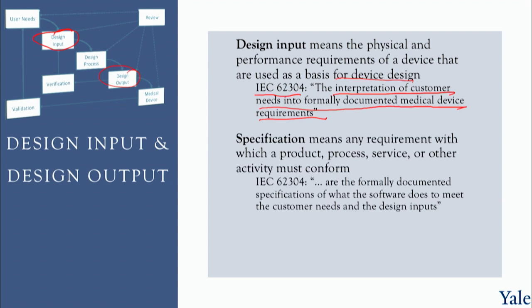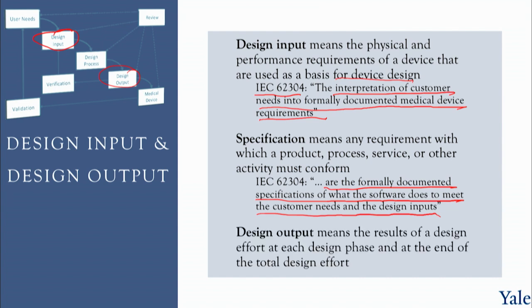The next step is the word specification. Specification means any requirement which a product, process, service, or other activity must conform. Again, the interpretation from IEC 62304, these are the formally documented specifications of what the software does to meet the customer needs and the design inputs. The customer needs to be able to look at images. A specification says the software must be able to obtain images from a database and display them. That kind of thing. And the design output is the results of this design effort at each design phase and at the end of the total design effort.